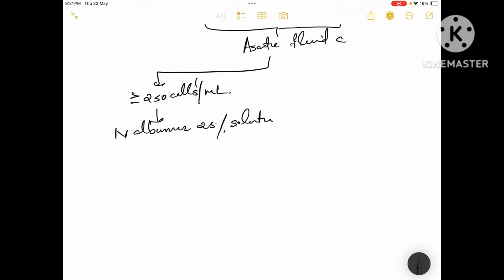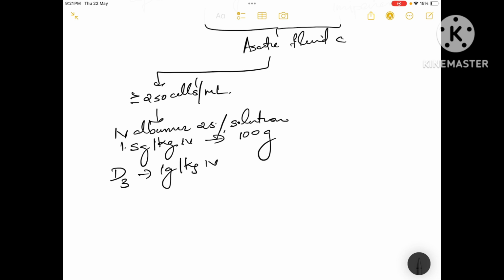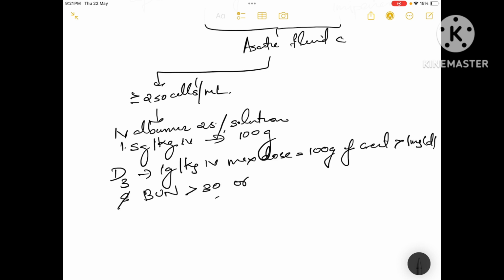25% solution we have to start. Okay, 1.5 gram per kg we can start with once the diagnosis is established. Okay, so how do we give albumin? So I told you 1.5 gram per kg IV, maximum dose is 100 gram. Okay, so on day 3 we go for 1 gram per kg IV, again maximum dose is 100 gram if creatinine is more than 1, okay, and BUN is more than 30, or total bilirubin is more than 4 milligram per deciliter. Okay, so that's about albumin.